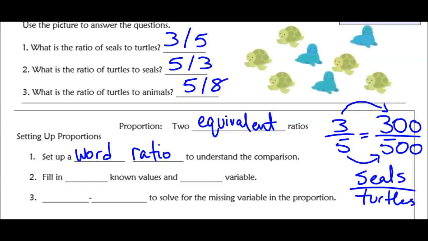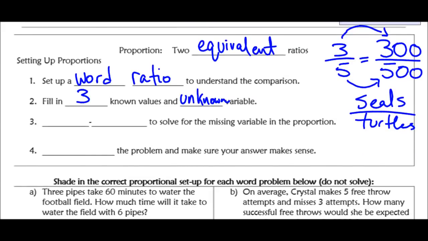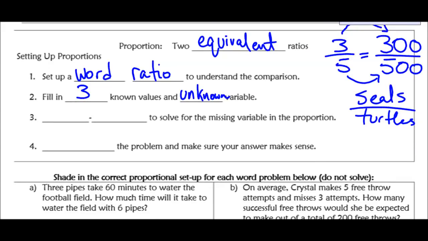So most of the time we won't know all 4 of these numbers. We're going to fill in 3 of the known values and an unknown variable. Then we're going to use the magic of cross multiplication to solve this. We're going to talk about how exactly that happens in a minute, but we're going to cross multiply to solve for the missing variable.